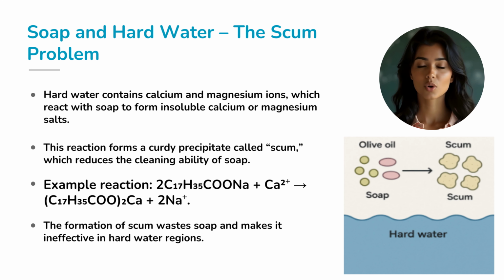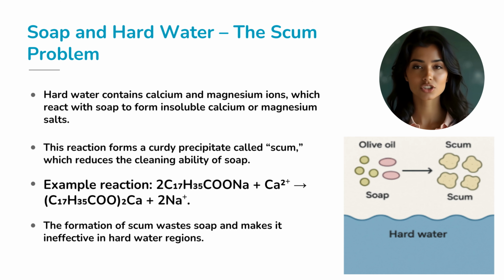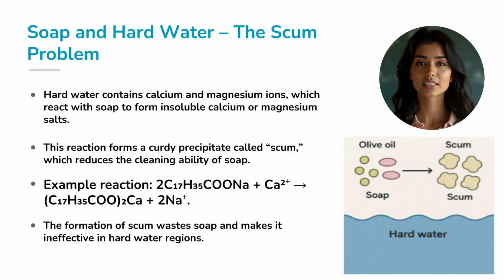For example, 2 molecules of sodium stearate, written as C17H35COONa, react with 1 calcium ion, Ca2+, to give calcium stearate, written as (C17H35COO)2Ca, and 2 sodium ions, Na+. This scum not only wastes soap but also clings to fabrics and surfaces, reducing the cleaning efficiency. That's why in hard water regions, people often prefer detergents instead.